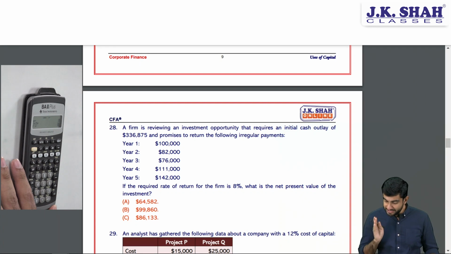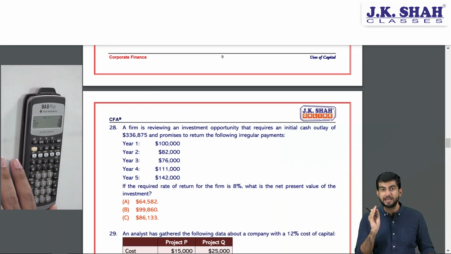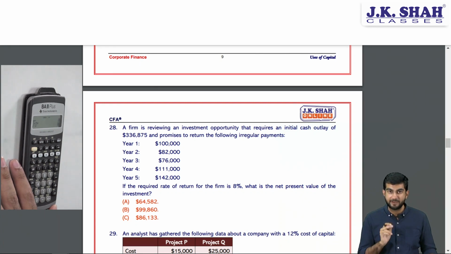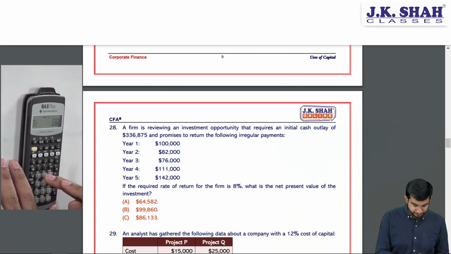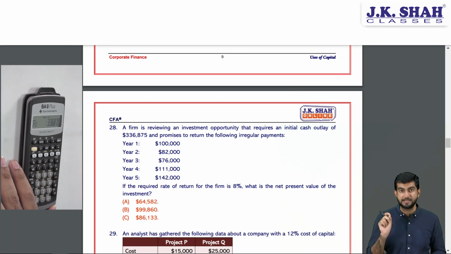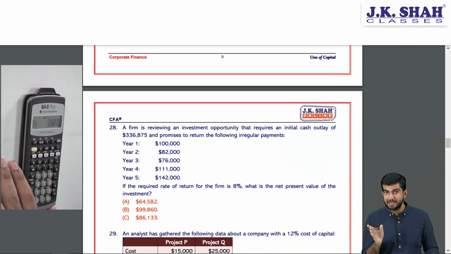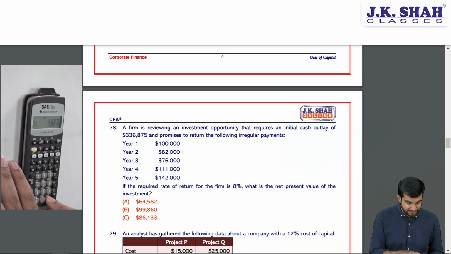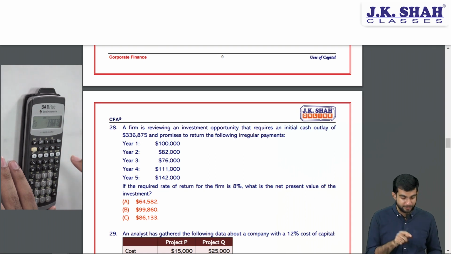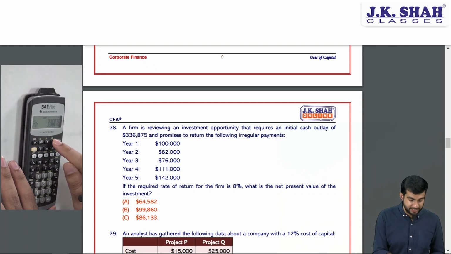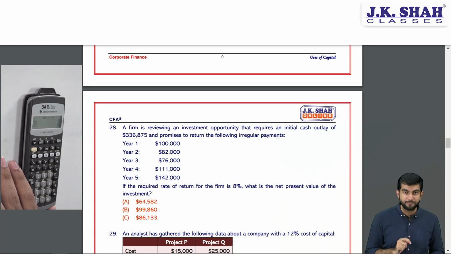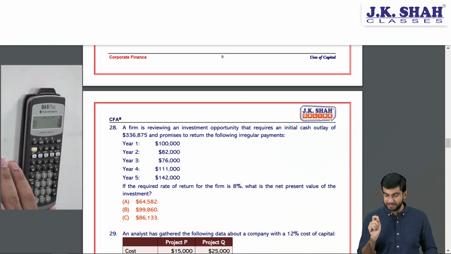So what is the initial cash outlay? It is $336,875. So I have to input that, 336,875. Now as I had said in the previous question, whenever there is a cash outflow, you have to input it in negative. So I press the plus minus key to negate the value. After every number we have to press enter. So I pressed enter and down arrow. C01 is what is appearing.